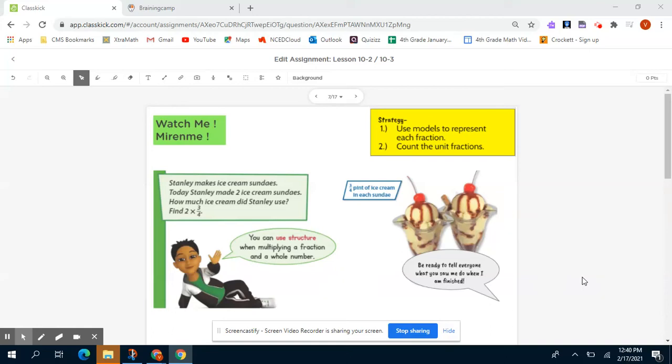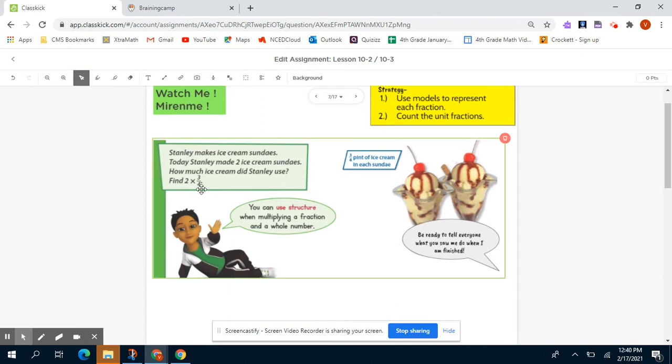Hey scholars, we're about to do lesson 10.2 and 10.3. And today we are going to learn how to multiply fractions by a whole number using a model. I'm going to follow these steps right over here. Use models to represent each fraction and then count the unit fractions.